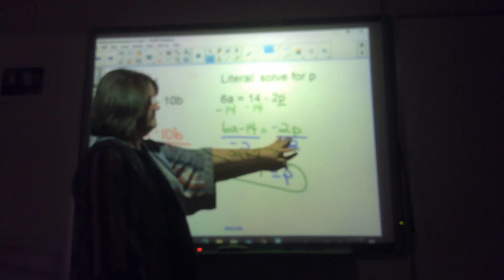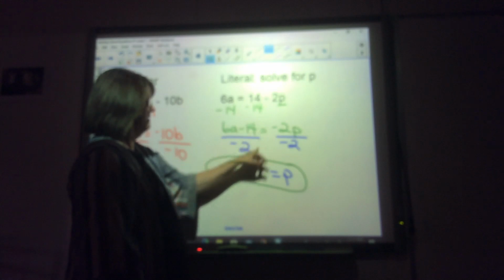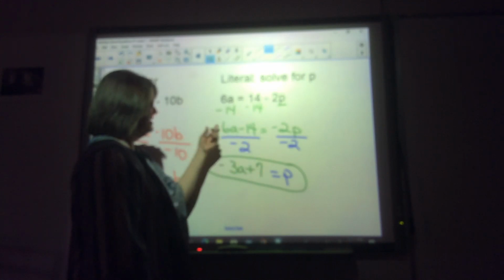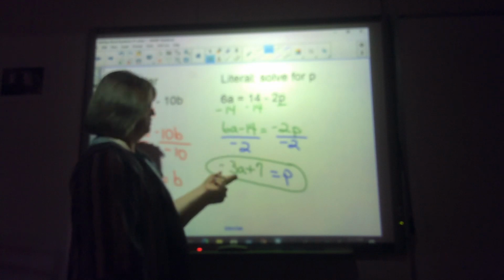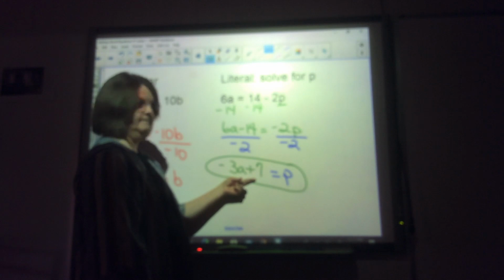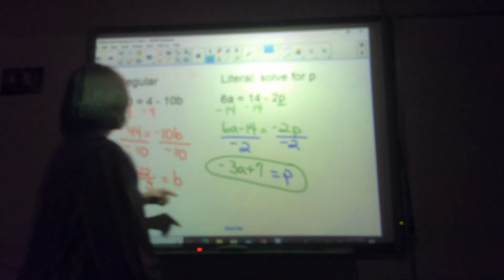My next step is to divide by negative 2, so I divide by negative 2. Now, the only thing is here, I can take 6 and divide it by negative 2, so I do. That's negative 3a. And 14 divided by negative 2 is 7. And that is my answer.